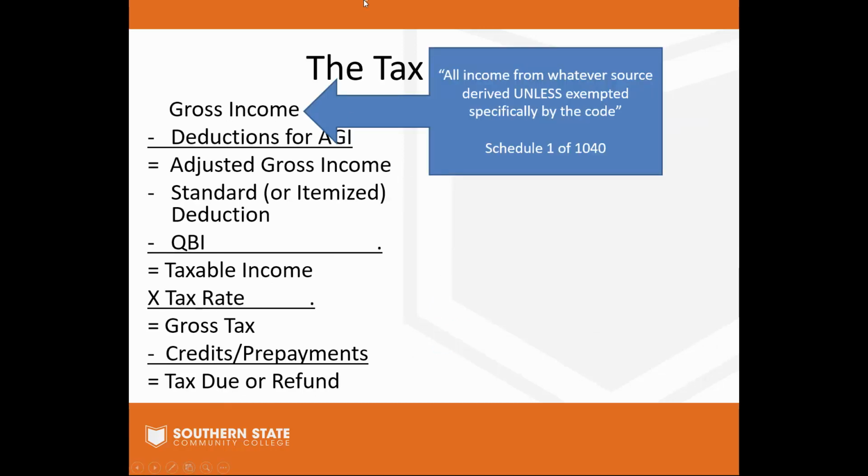We talked about in video number 1 that the IRS came up with this great idea in Amendment 16 to say that income is income from whatever source derived, unless we specifically say we exempt it. So gross income is quite literally all the income that you make. It's a very wide definition.